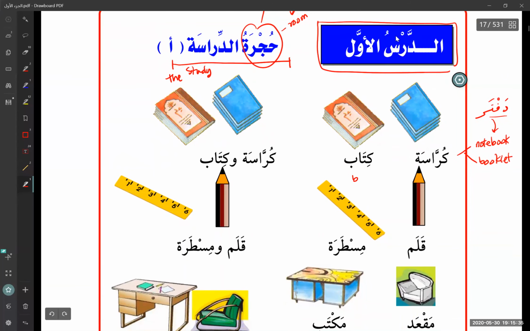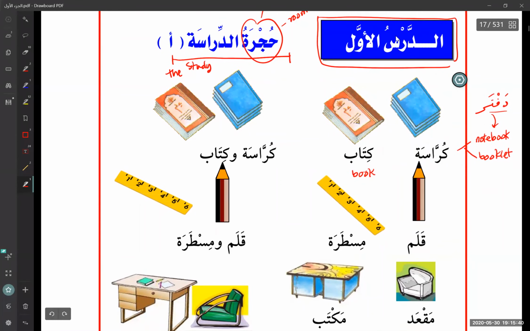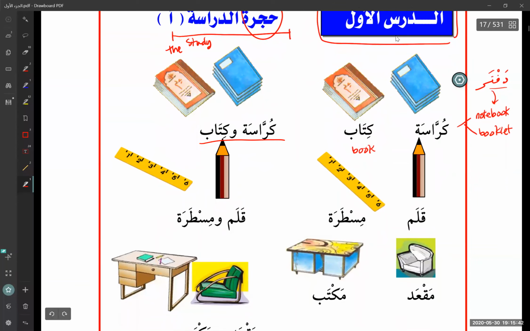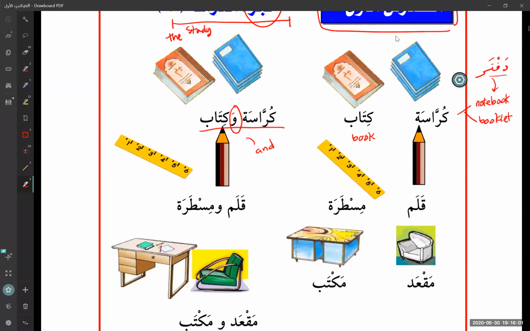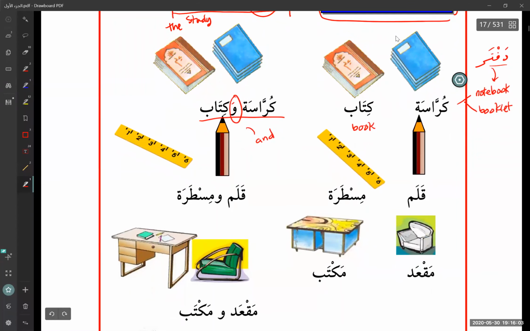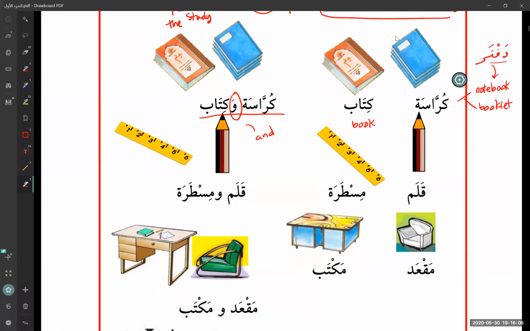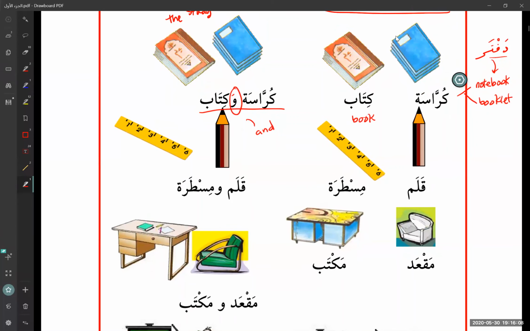Kitab is a book. Kitab means book. Kurasa wa kitab. Now they have combined these two words with what? With wa. Wa means and. Kurasa wa kitab. So it means a notebook and a book. So that's what they will be doing for the rest of these words. They will be giving you a set of words, and then they will be just combining them using and.